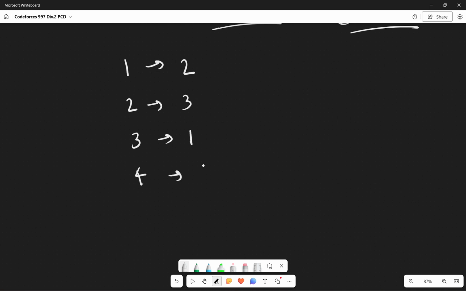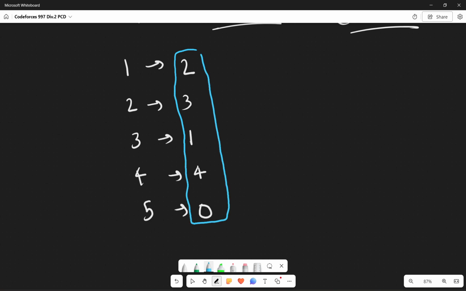it was like for 1 there were 2 elements to the right, for 2 there were 3 elements to the right, for 3 there was 1 element to the right, for 4 there were 4 elements to the right, and for 5 there were 0 elements to the right. So when you have calculated this array, one more thing remains.